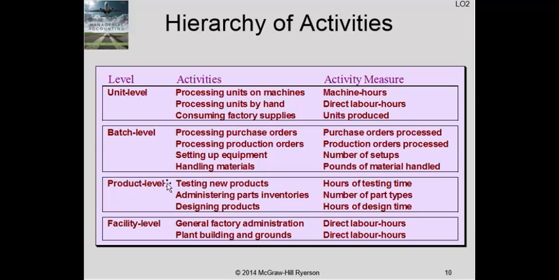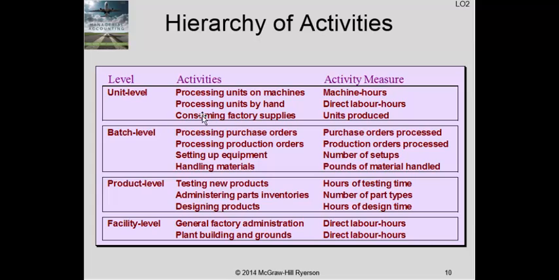Then you can have, in the next level of the hierarchy, product level costs. For every product you have, you incur some costs. Doesn't matter whether you make 3 of them a year or 3 million, you're going to need to test them to make sure that the quality fits within standard. At the front end, there's a lot of design time and resources spent in creating the design for the products, and possibly the cost of administering inventories, for example, of the raw materials that go into these different parts.